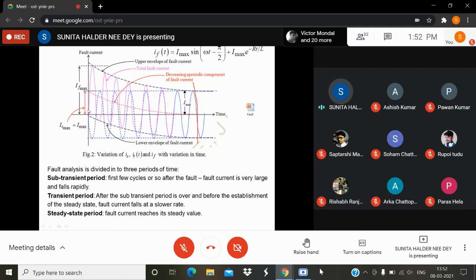Now how many cycles there will be can never be decided or defined, because it will depend on the system, on the R and L values, on Z, and on alpha. So we can only say that the first few cycles will be subtransient, because there the current will be highest, and then it is transient, and when there is no asymmetry of the fault current, it will be the steady state current. Understood what is transient, subtransient and steady state?